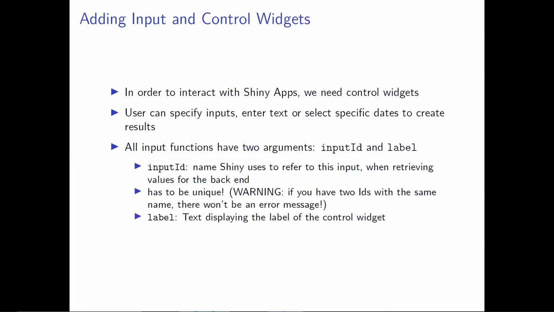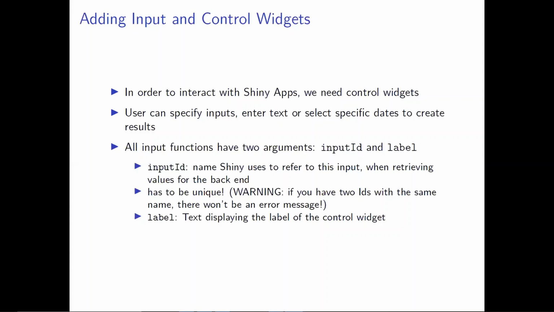The input ID is the name Shiny uses to refer to this input when retrieving values from the backend. So what does this mean? It means that we need an ID which is equivalent both in the front end and the back end. Because we always have a user in the front end pressing a button, the information goes to the back end. The back end needs to know where this information has been put, and then we need to redirect again to the front end to see the result in the end.